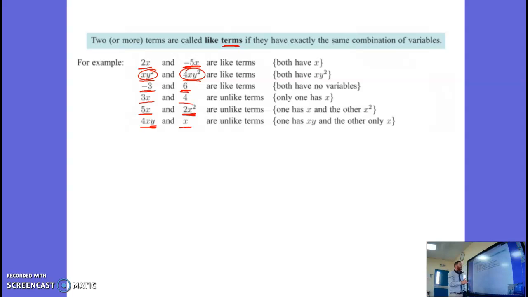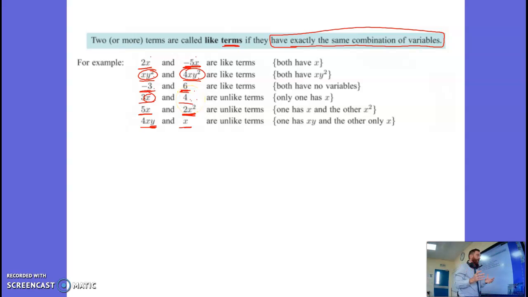So the rule is, things are like terms if they have exactly the same combination of the variables. So here we just had x's. Here, just xy squareds. Here, no x's. Here, they were not the same. This one had a different variable. This one didn't have a variable at all. Hopefully that makes some sense.